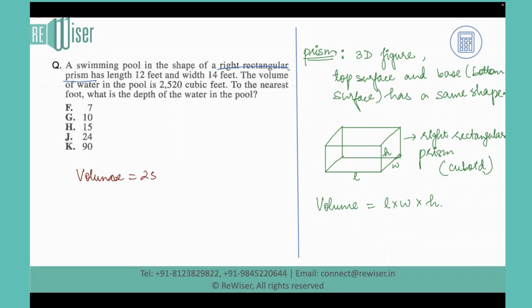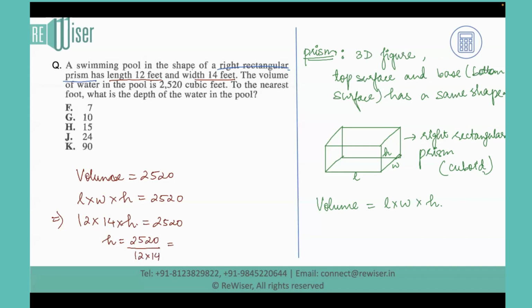Volume is 2520. So we can write length times width times height is 2520, and as length is given as 12 feet, width is given as 14 feet, we are finding its depth. After calculation, we see H is equal to 2520 divided by 12 times 14, and we get the solution as 15 feet. So the answer here is option H.